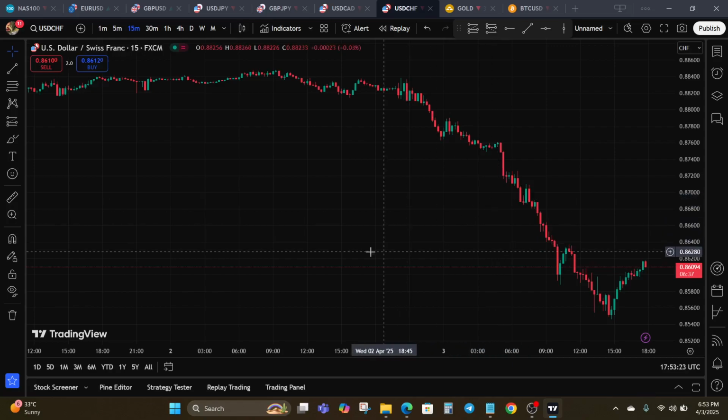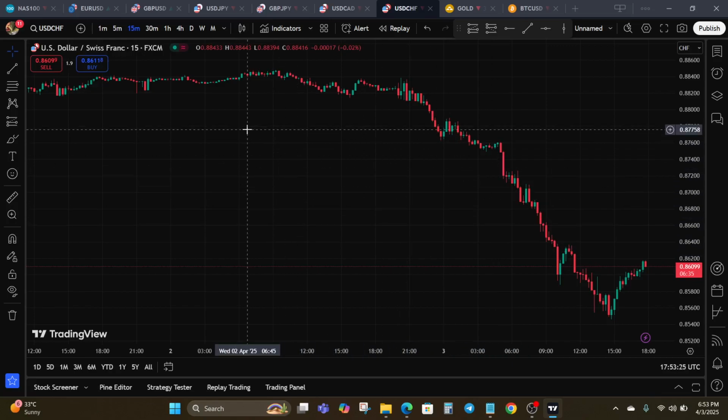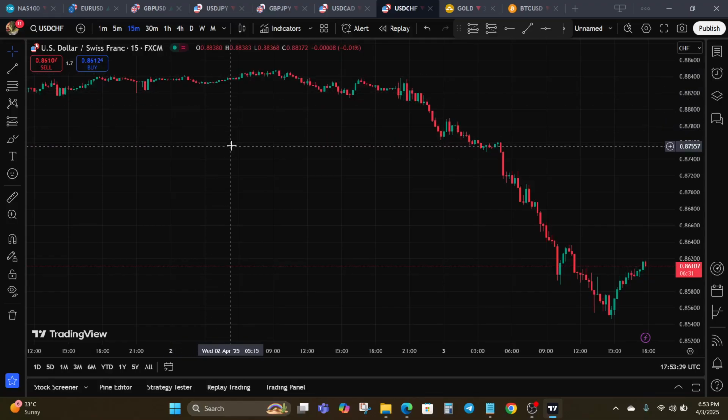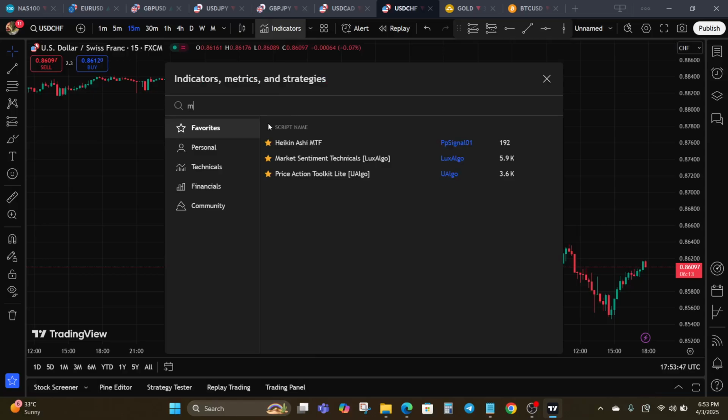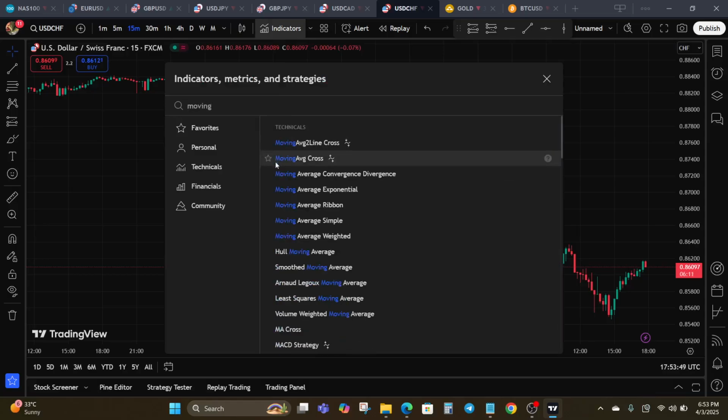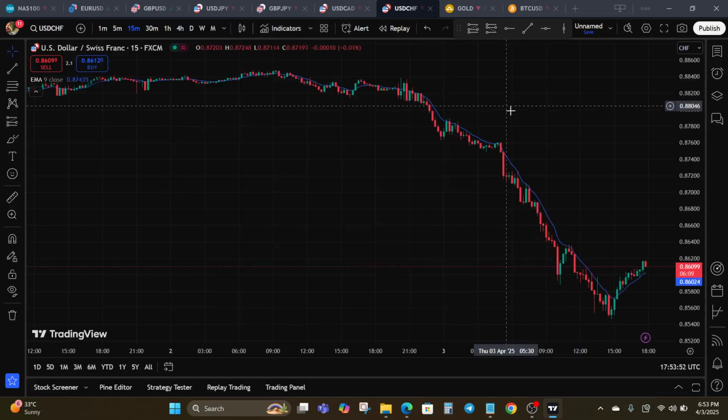Okay, the exponential moving average is one of the most powerful tools in a trader's arsenal. Unlike the simple moving average, the EMA gives more weight to recent price movements, making it react faster to market changes. So this makes it ideal for spotting trends early. All right, that is for the exponential moving average.